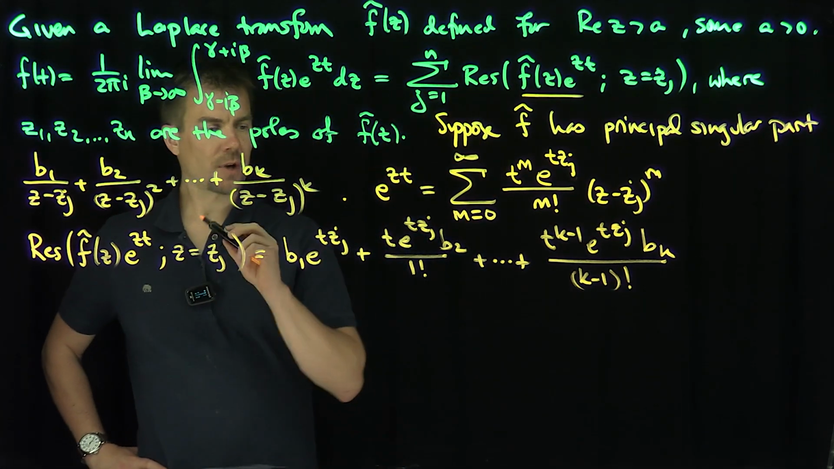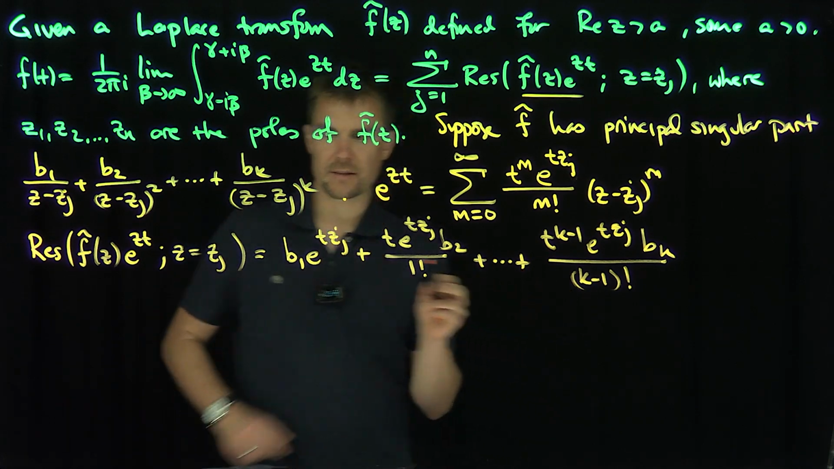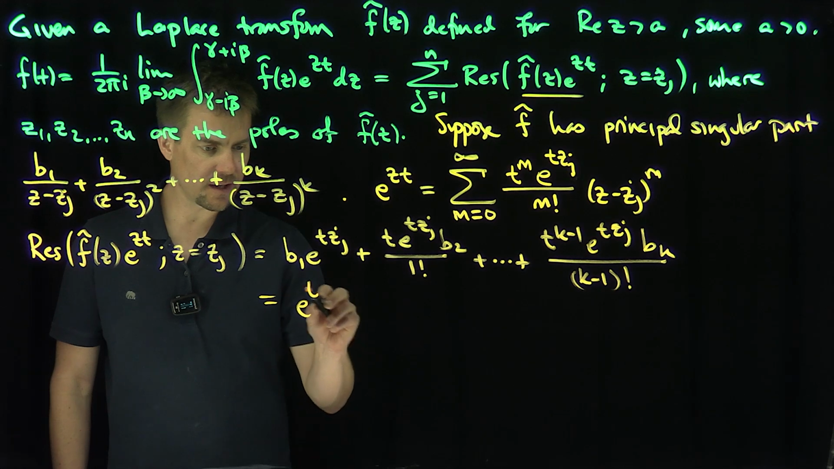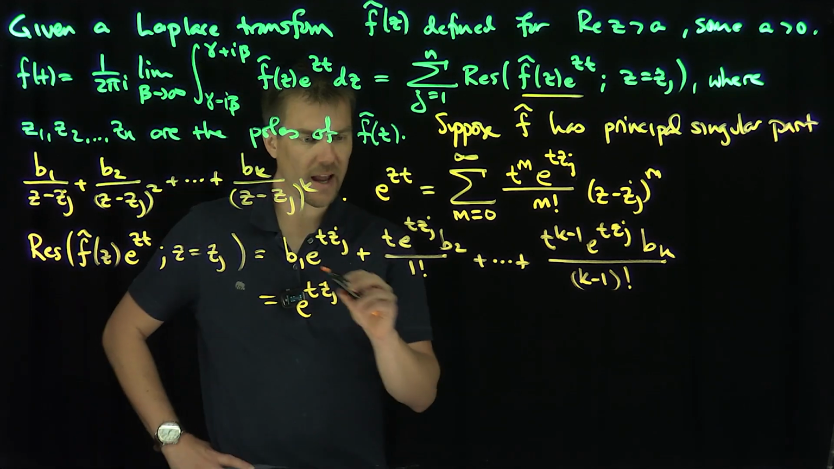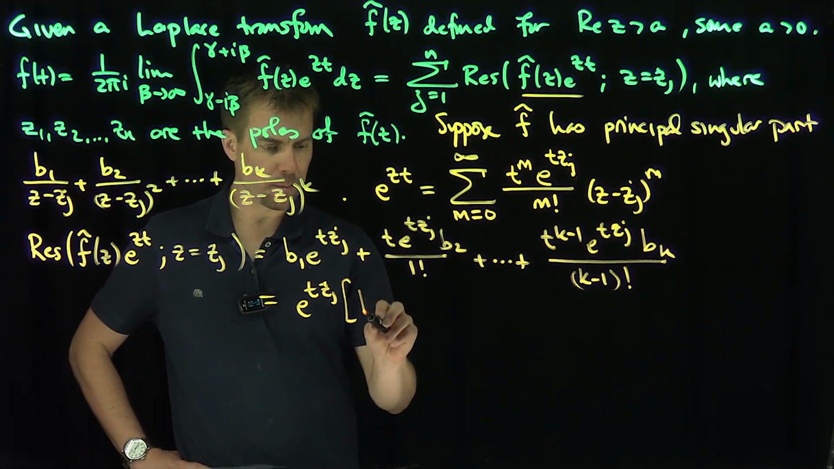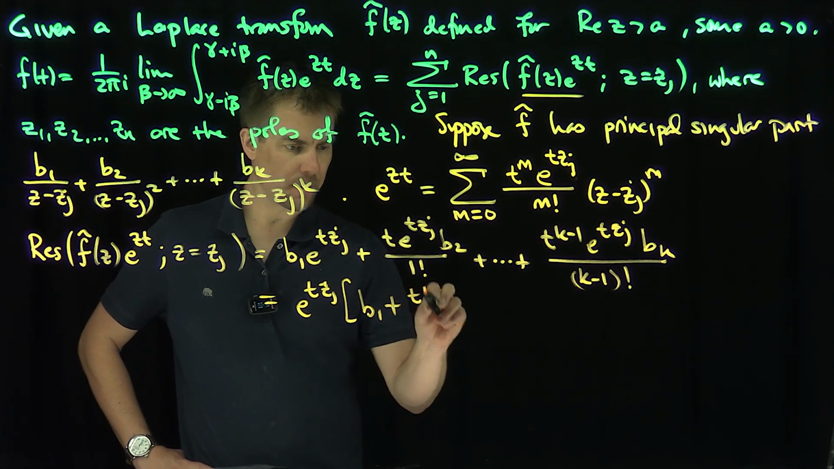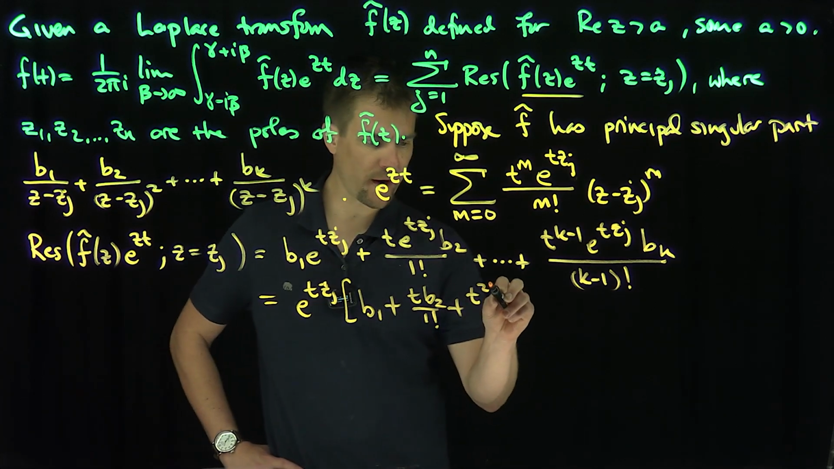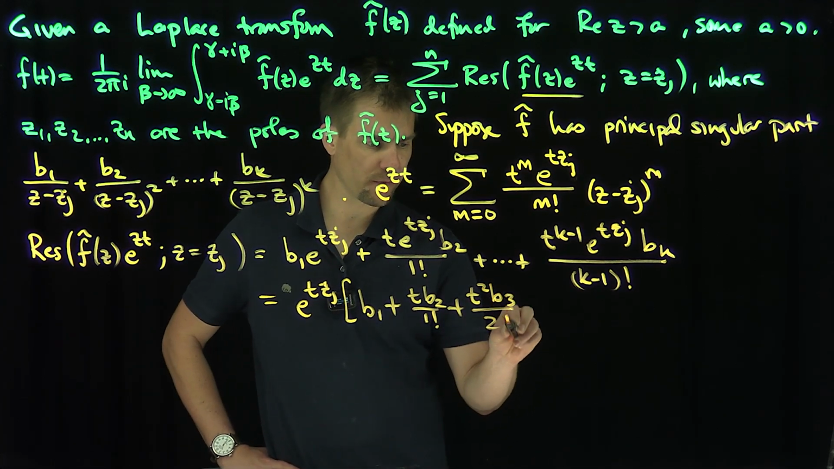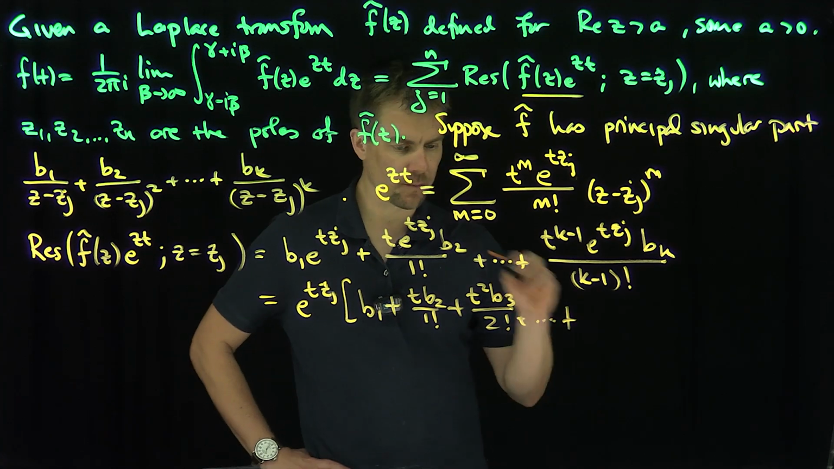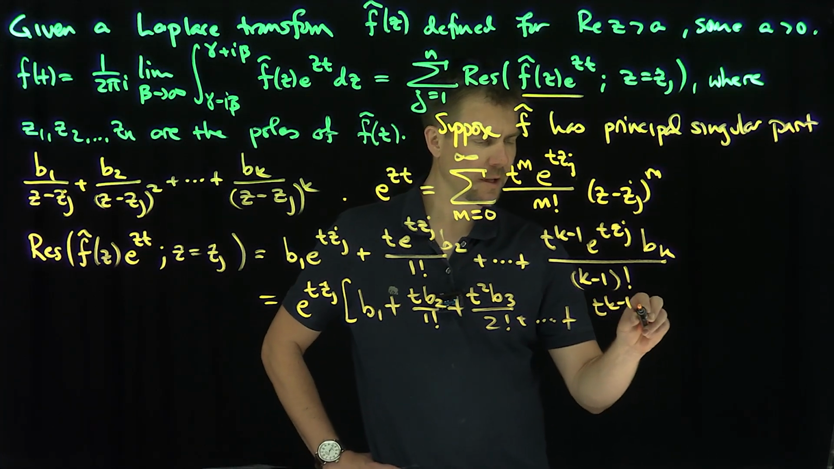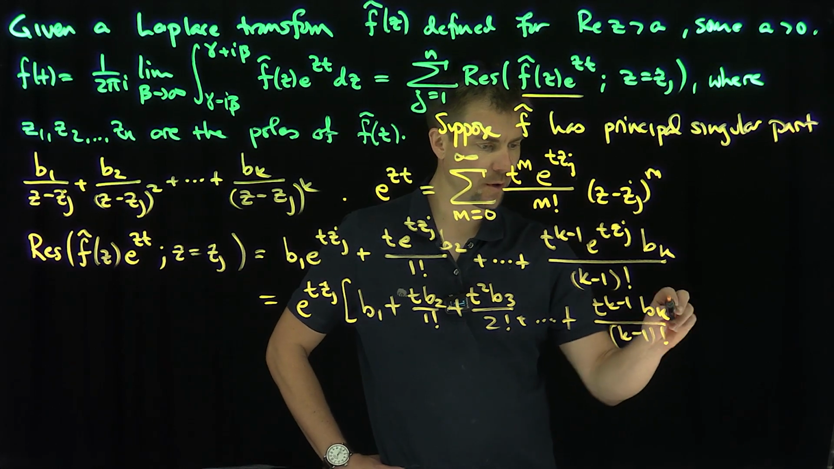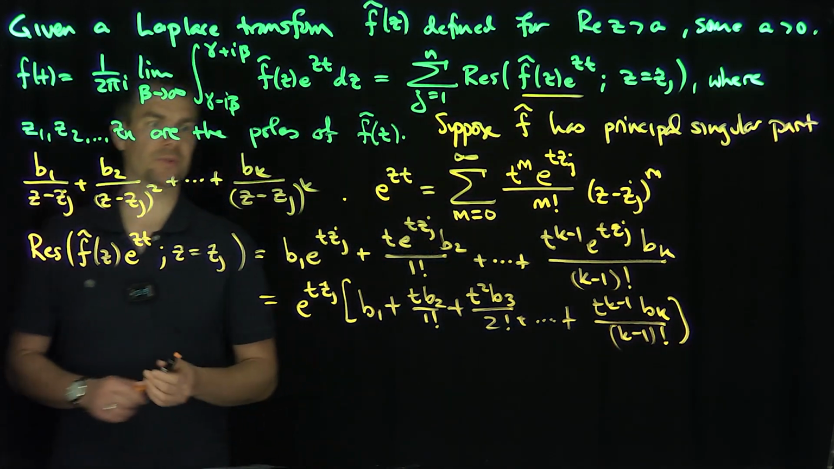Excellent, okay? So if we simplify this, to each of the e to the tj, what we get is the following. We get this is equal to e to the t zj times b1 plus t b2 over 1 factorial plus t squared b3 over 2 factorial, all the way down to t to the k minus 1 times bk over k minus 1 factorial. So that gives us a useful way of computing residues like that, okay?